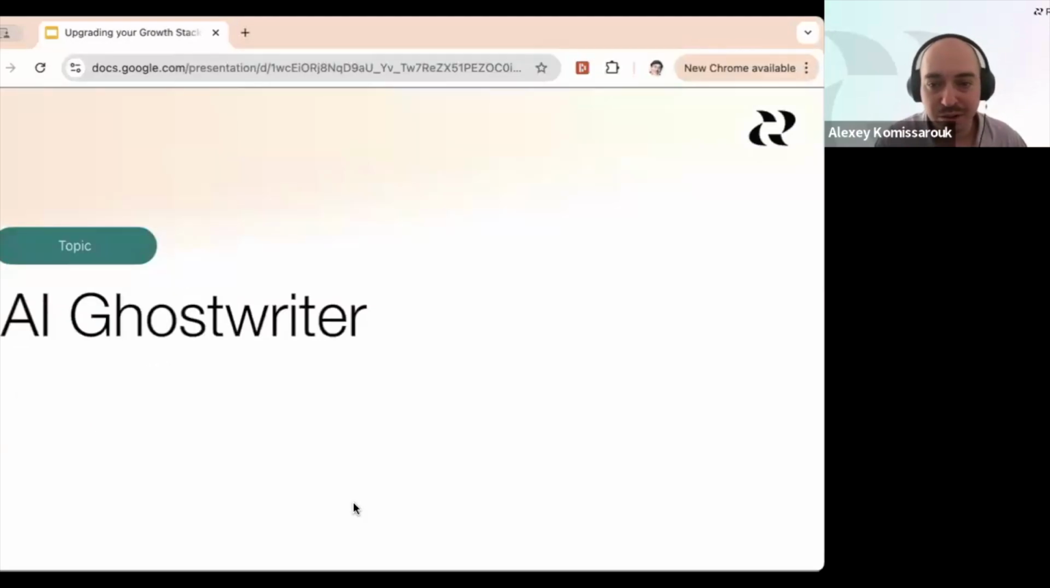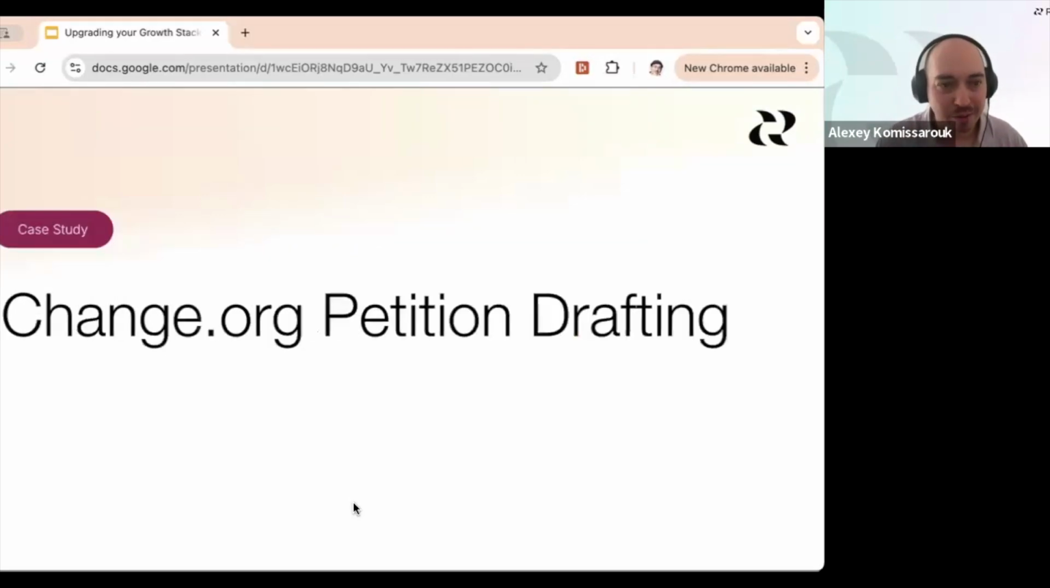So first of all is this concept of an AI ghostwriter. What do I mean by this? Companies often rely on user-generated content. Users have to write stuff, and users don't like writing. They'll do it, but it's a stressful thing, right?